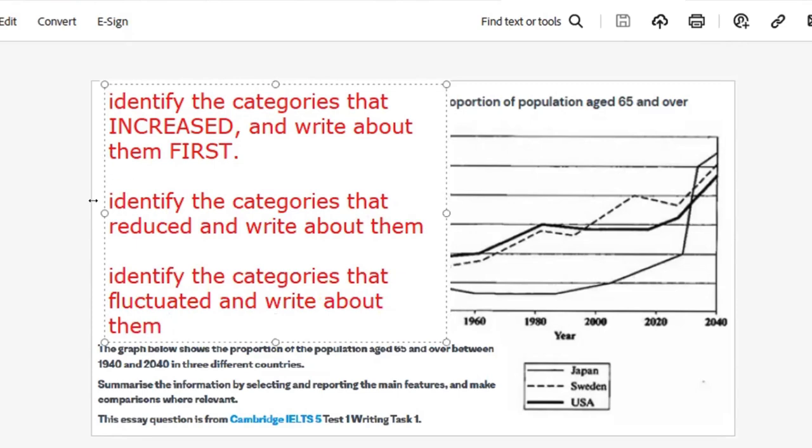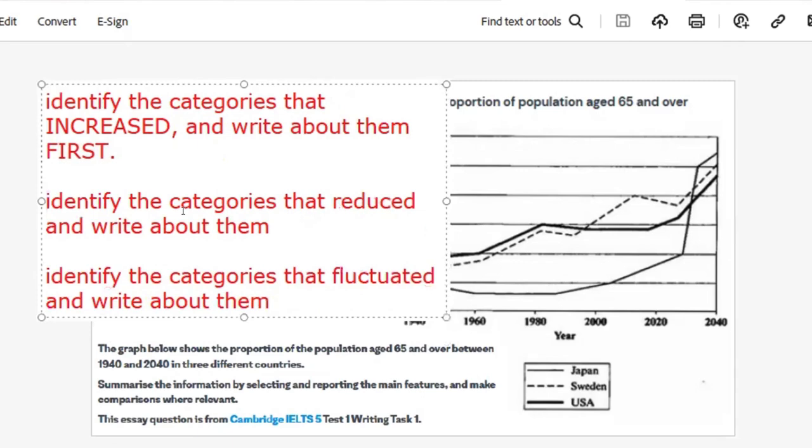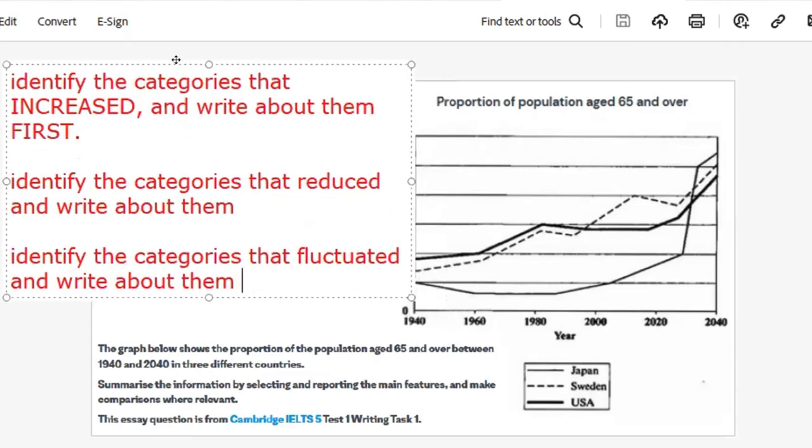If you have too many countries, let me just put it that way, this is how you do it. Let's say we have 8 countries on the chart. Just look at which countries increased during the period. Maybe 4 of them increased. You take all the 4 countries and try and summarize what happened to them in paragraph 2.